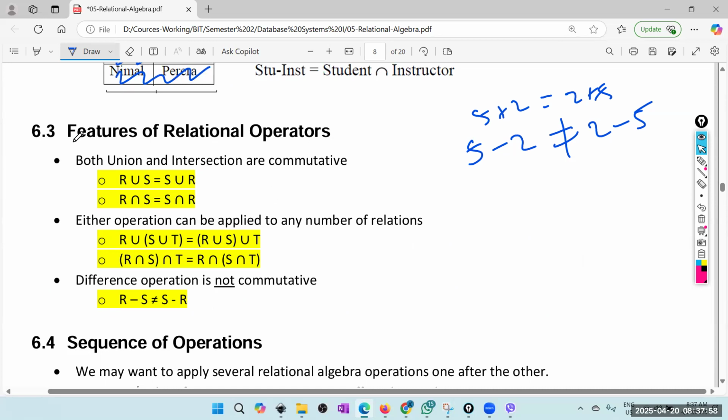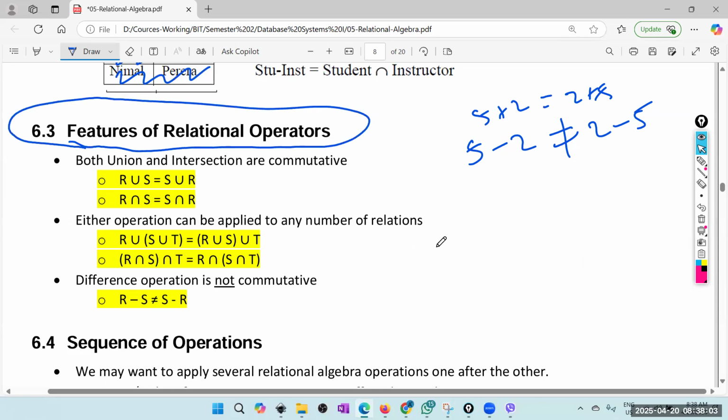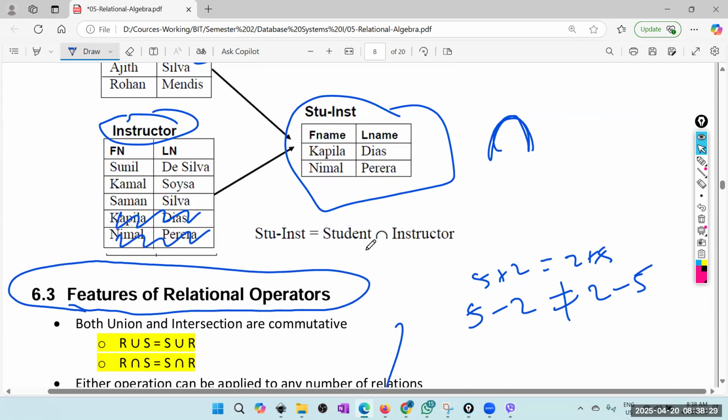Right. So the first rule is, remember we learned some rules for Boolean algebra also, right? A dot B same as B dot A, A plus B same as B plus A, A dot B dot C same as A dot B dot C, and so on. So similarly, we have a few rules. R union S is the same as S union R. R intersection S is the same as S intersection R. So you can say student intersection instructor or instructor intersection student, student union instructor or instructor union student.